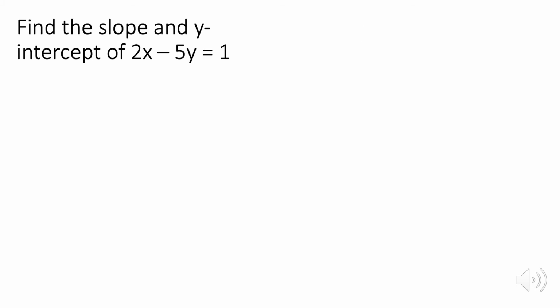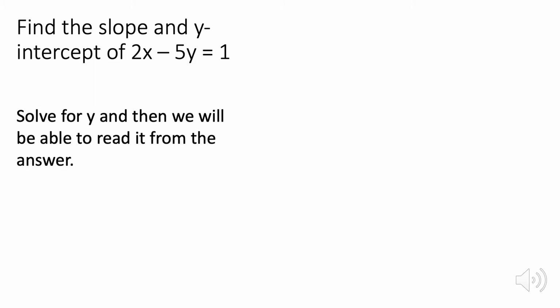Then we're going to find the slope and the y-intercept of 2x minus 5y equals 1. So we solve for y, then we'll be able to read it from the answer. Okay, so you have the equation 2x minus 5y equals 1, and then you have 2x minus 1 equals 5y.